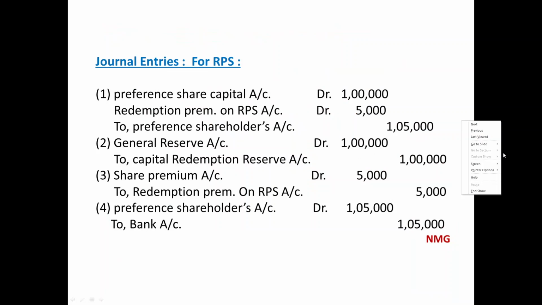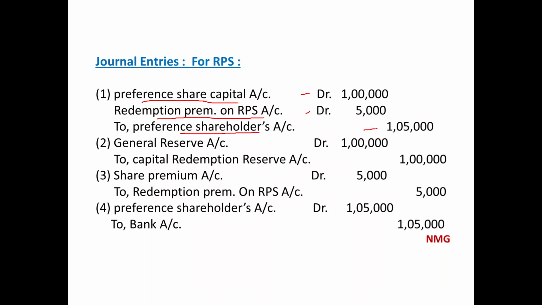Have a look. Journal entries. First of all, in the board meeting, a resolution would have been passed for this decision, and the journal entry for the resolution would be preference share capital account debited rupees 1 lakh, redemption premium on RPS account debited rupees 5,000, to preference shareholders account credited rupees 1,05,000. This is for the decision of the board of directors for the redemption of RPS.